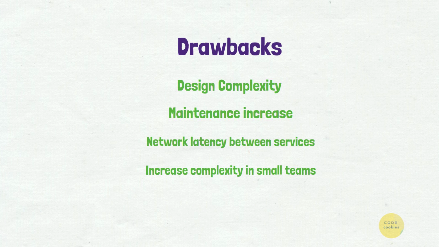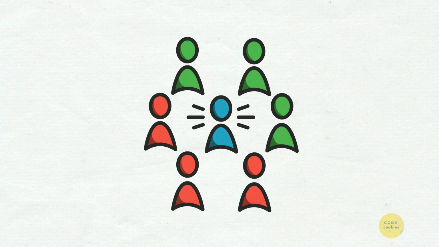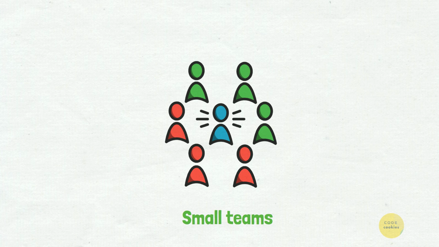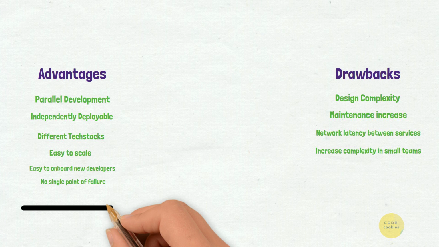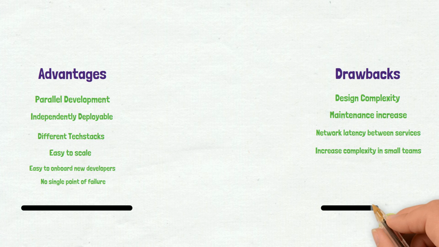And the next disadvantage comes when you have a very small team. If you have a very small team, splitting into more microservices will increase the complexity and also the workload in the team. So it is better to go with the monolithic architecture when you have a smaller team. That's all the drawbacks that we have. By comparing the advantages and the drawbacks, you can choose whether you should be going for the microservice based architecture or you want to stick to the monolithic architecture.